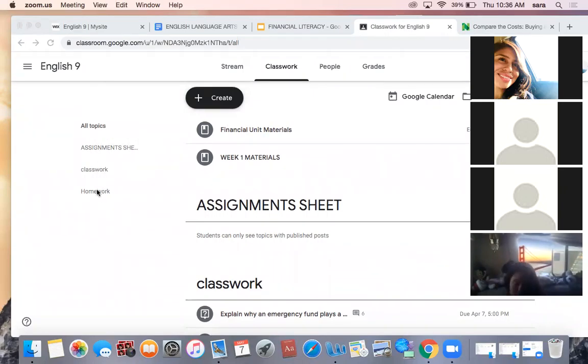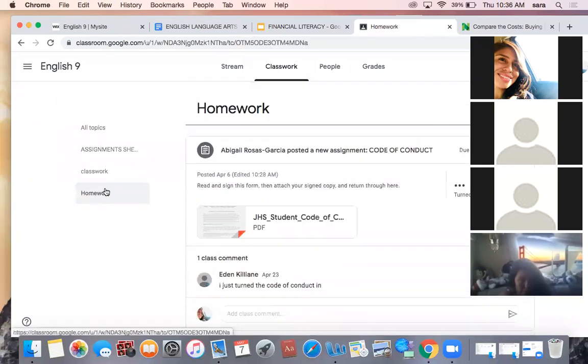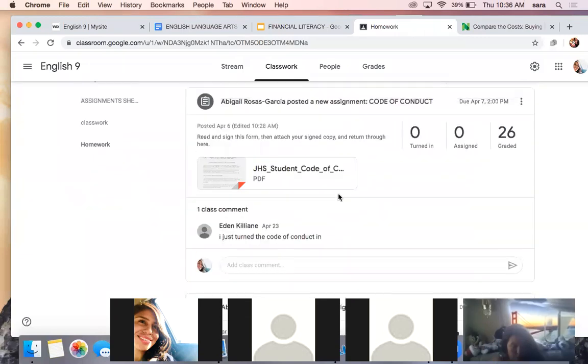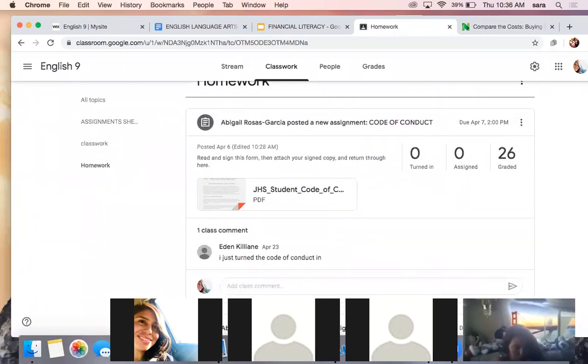Very simple. There's a homework folder and there's a classwork folder, because at the end of the day, that's what I grade, right? Classwork and homework. So when you click on the homework, there you have the oldest homework that was ever assigned to you, which was the code of conduct. That was the very first homework that I assigned. It's there.